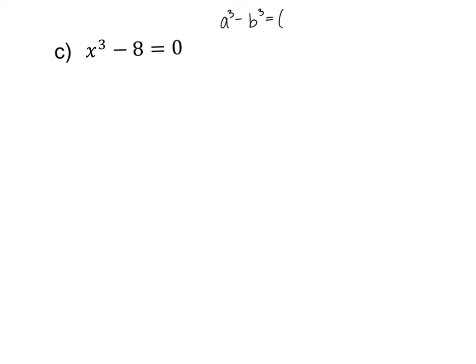So you might remember using SOAP: same, opposite, always positive. So this will be a squared, a times b, b squared. So if I were to try to factor this, let's think about what is a and b first.